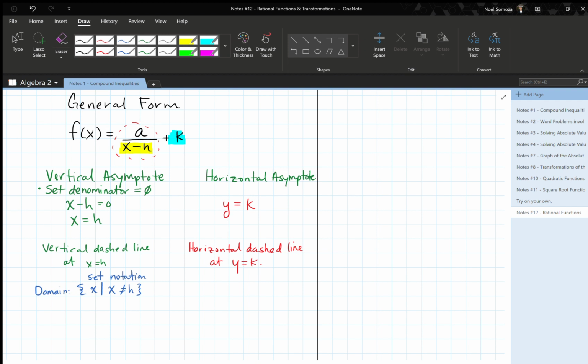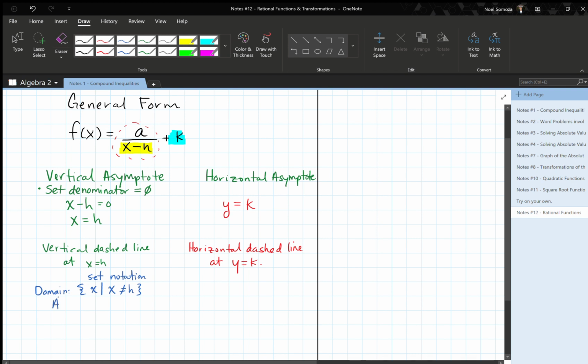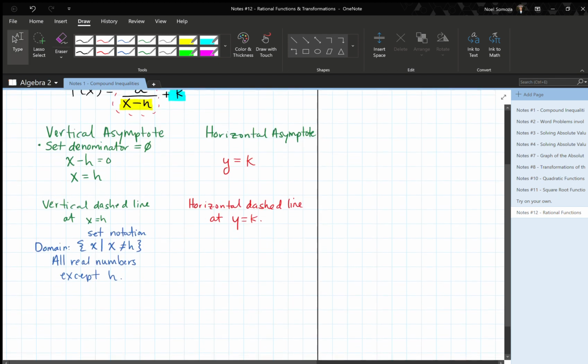Another way to say this is to say all real numbers except h. I'm going to show you also the interval notation of that just in case. It's not as easy to write, however, I just want to show you.